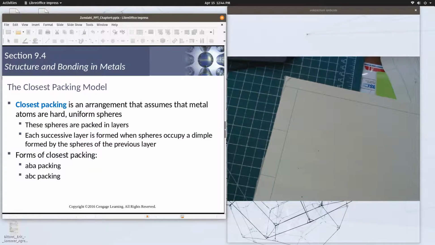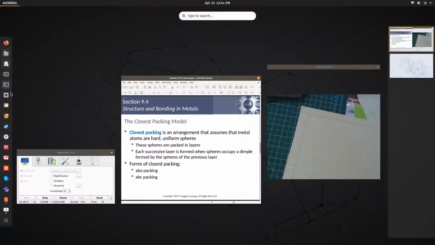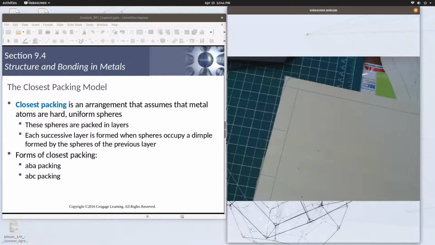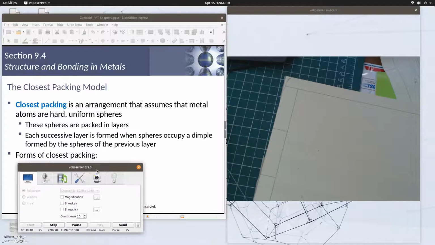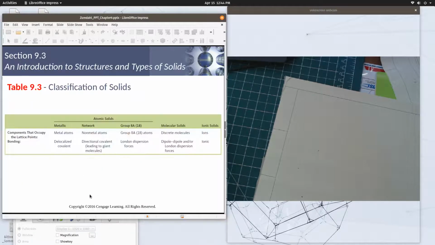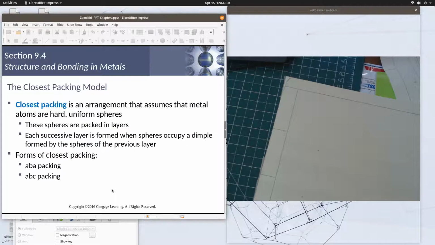So the closest packing, pause for a second here. I guess I'm still recording. Okay. Hopefully I can edit that out.